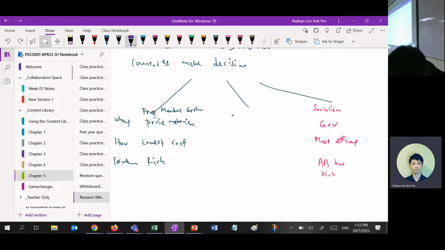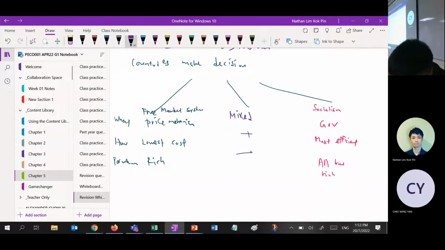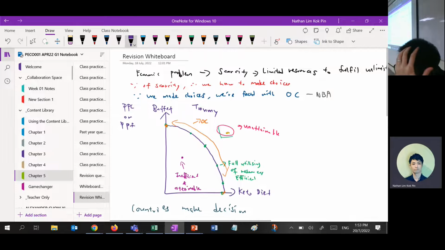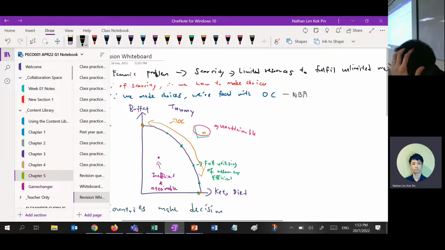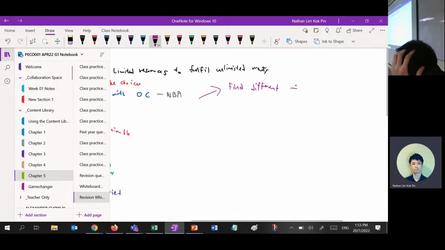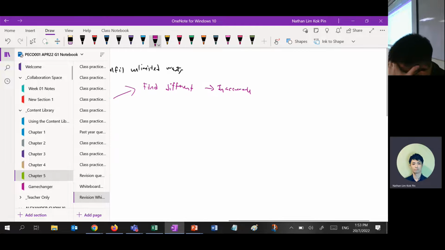So, in between is the mixed economy system. Right? For home, it's just what to produce, so just adding them together. That's the economic system, right? In order to calculate opportunity cost, there are two ways. One way is to just find the difference. This is inaccurate, but still widely used because it's very simple. Just finding the difference.